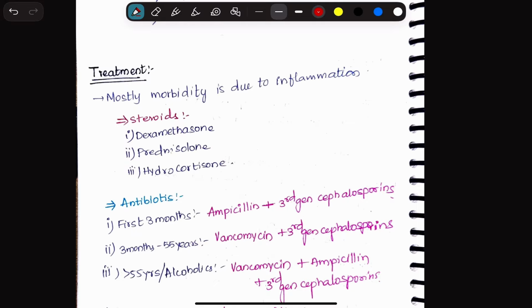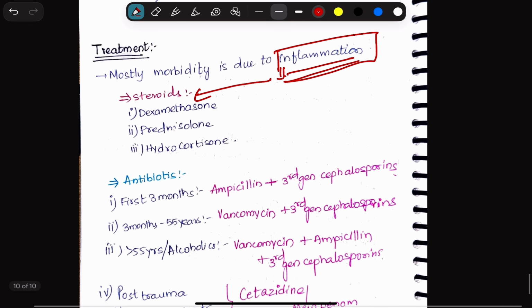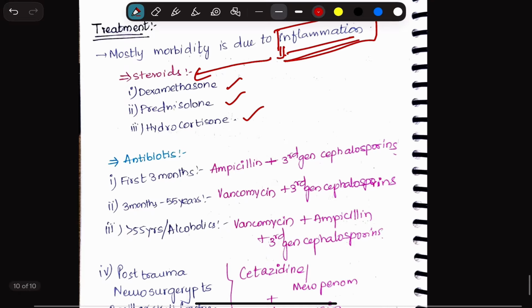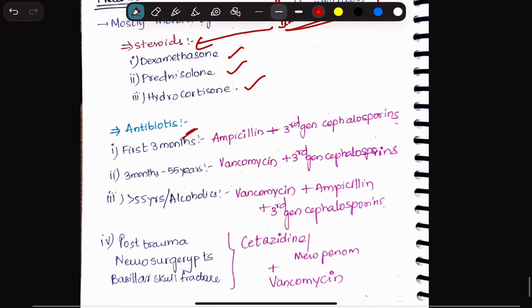Most of the morbidity in acute pyogenic meningitis is due to inflammation. To decrease this inflammation, we choose steroids. The steroids we use are dexamethasone, prednisolone and hydrocortisone. So for inflammation we choose steroids, and for the bacteria we choose antibiotics.